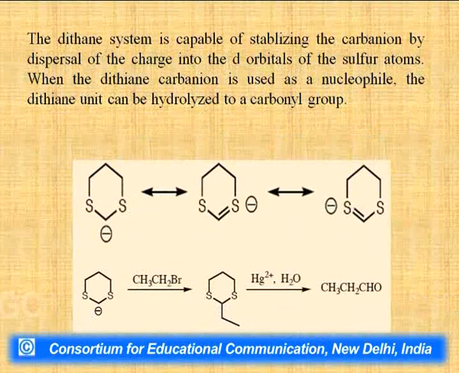The dithiane system is capable of stabilizing the carbanion by dispersal of charge into the d orbitals of sulfur atoms. When the dithiane carbanion is used as nucleophile, the dithiane unit can be hydrolyzed to a carbonyl group. You can see the resonance structure of the dithiane system. As sulfur has d orbitals, there is a delocalization of negative charge, and hydrolysis gives the carbonyl group.